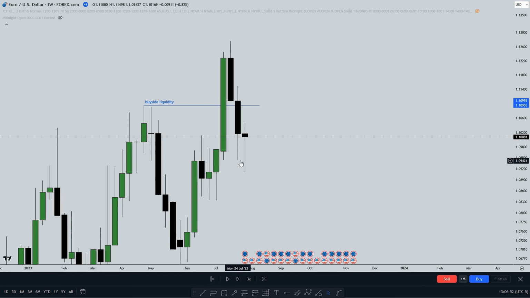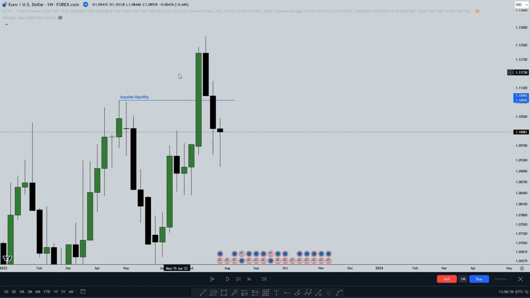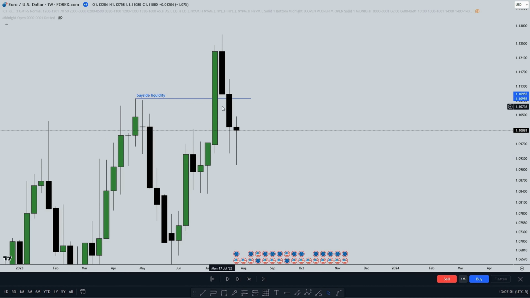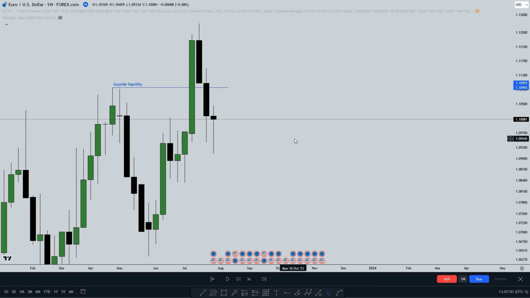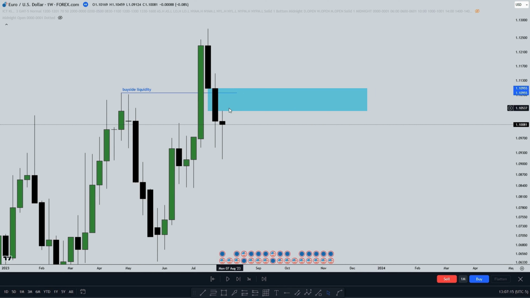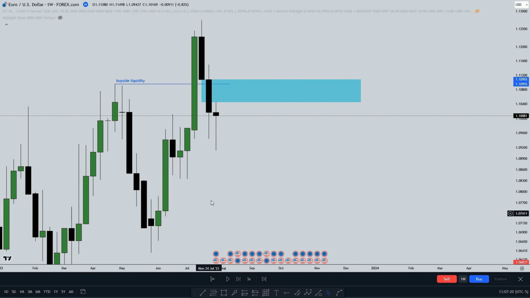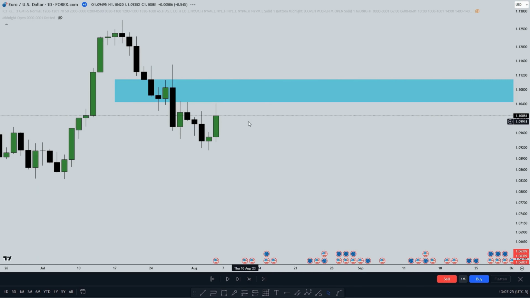So for this next example, I'm going to show you on the euro dollar. And right now we're on the weekly. So on the weekly, we took out buy side liquidity and we're starting to go bearish. So now that we know we're starting to go bearish, we could look for bearish PD arrays. So right here we have a bearish fair value gap that we could use to anticipate price going lower. So now that we have this fair value gap, we can go down into the daily.